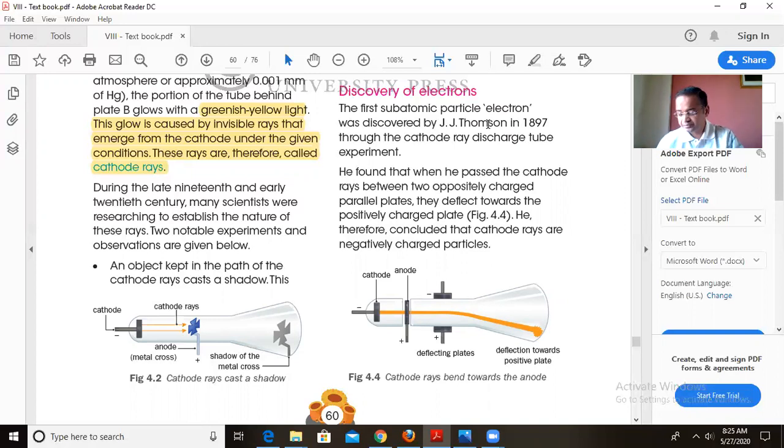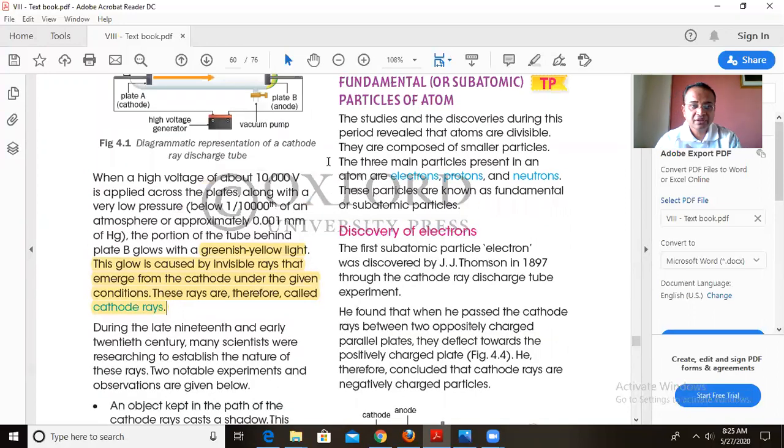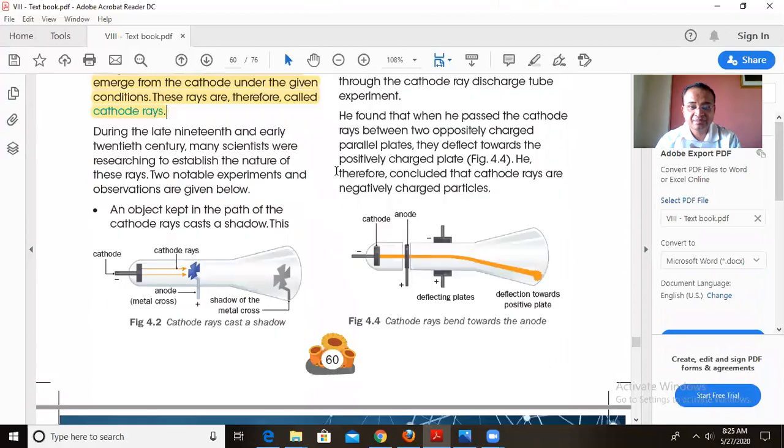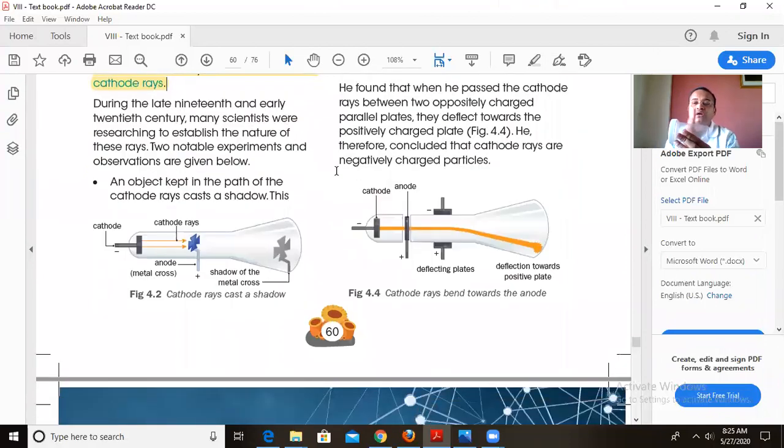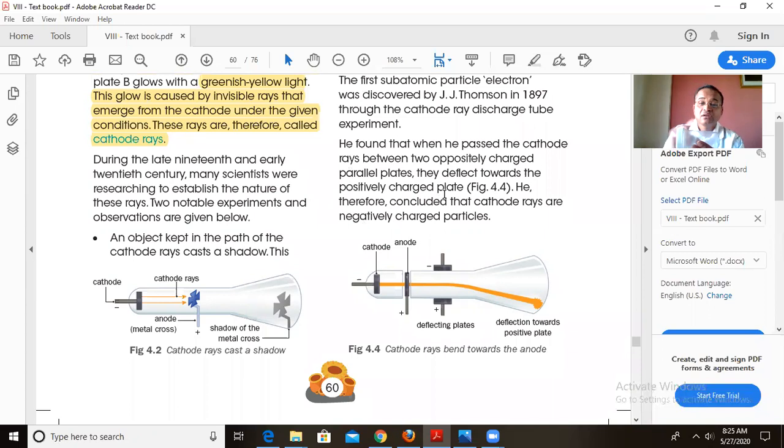So dear friends, what happened is, cathode, anode. The cathode rays were traveling over here. So what scientist J.J. Thomson did, when the cathode rays were traveling over here, he increased the distance. The discharge tube was made a little bit bigger.